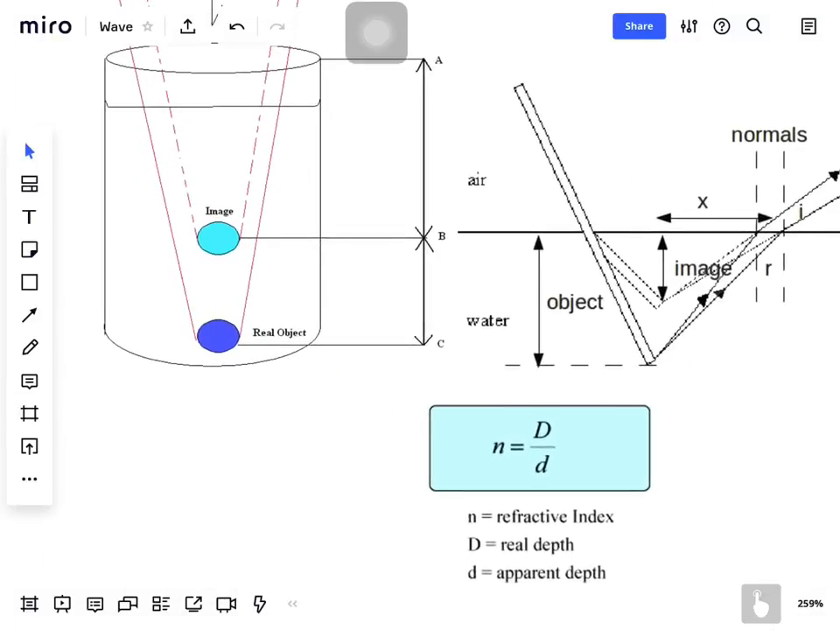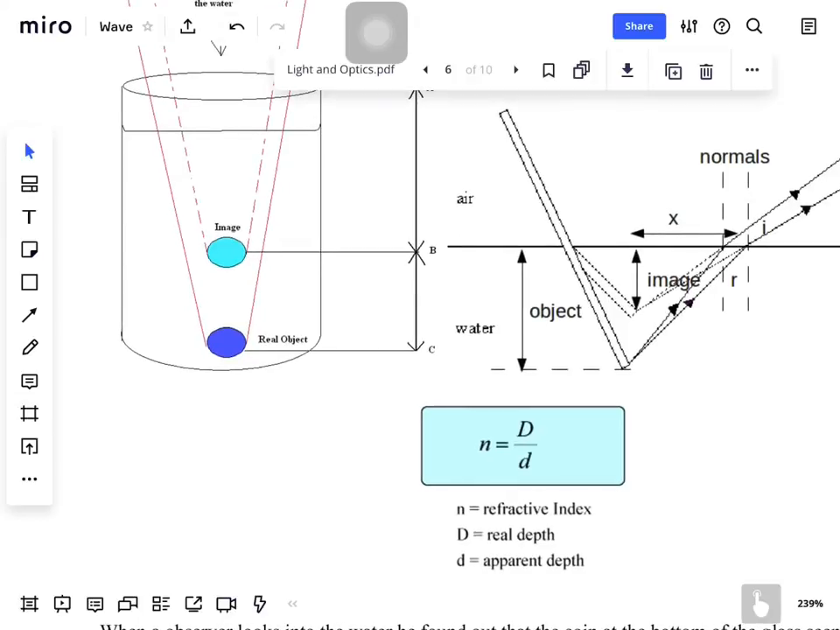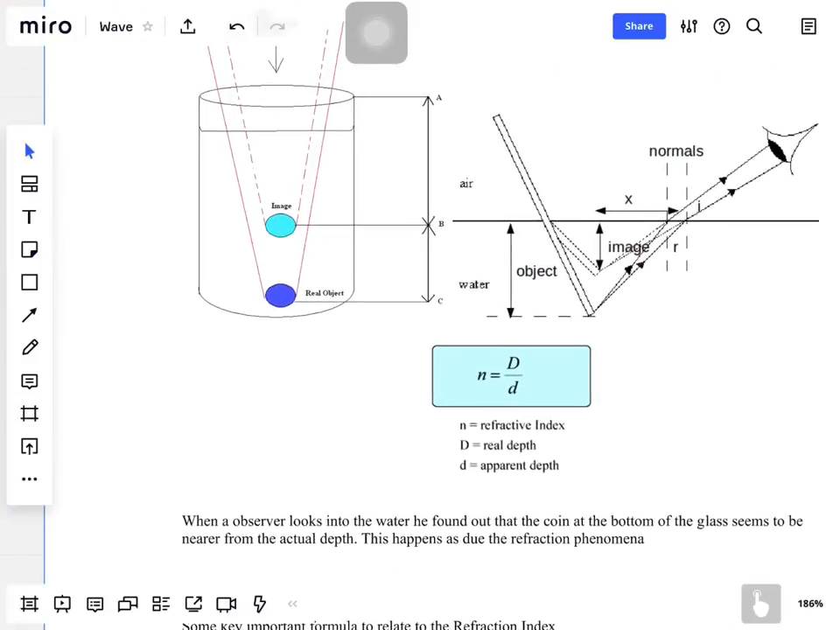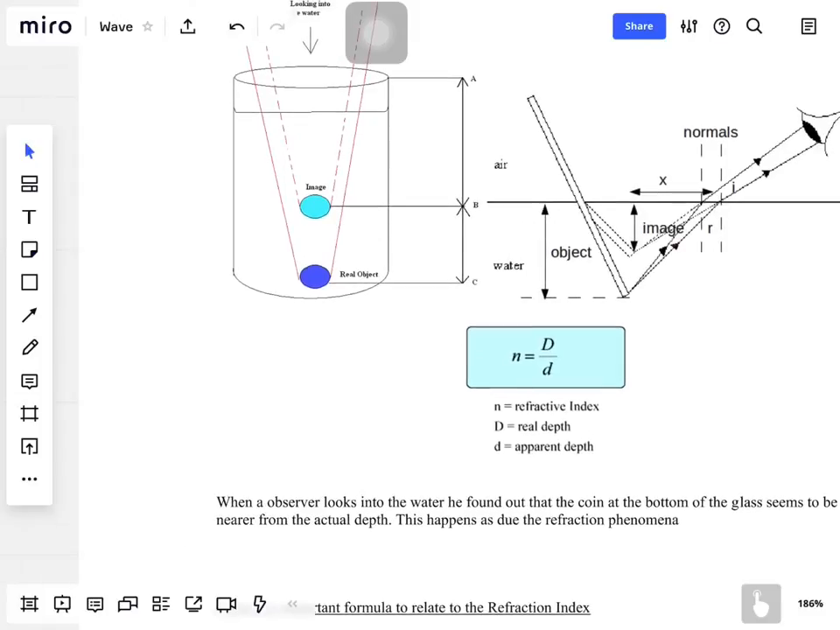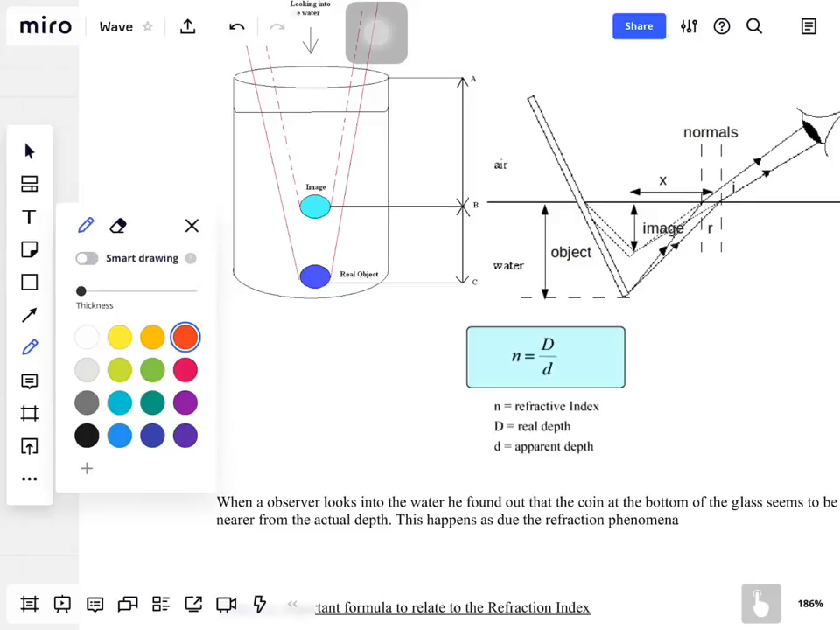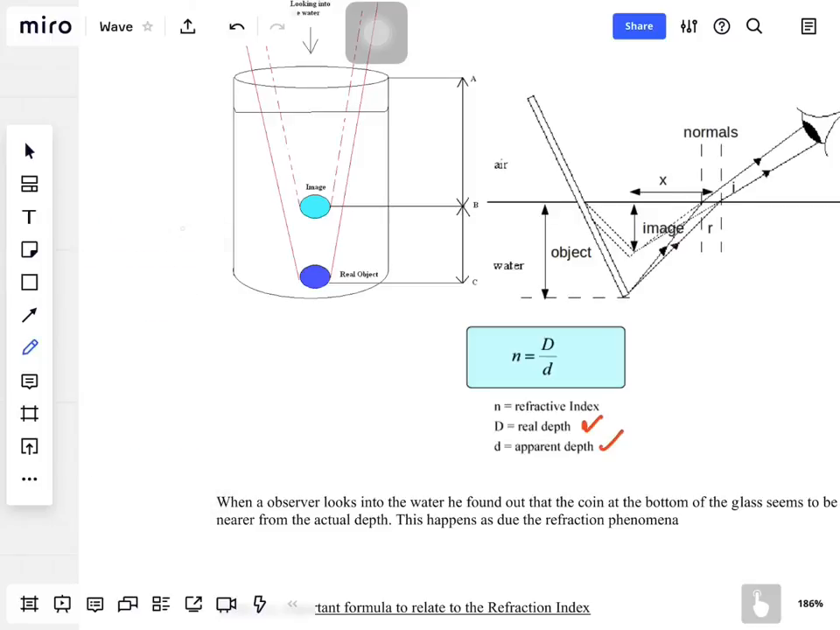In page 6, you can see it actually tells you about the real depth versus the apparent depth. Okay, the real depth versus the apparent depth. You can see over here, refractive index also can be calculated by D, which is the real depth, divided by a smaller d, which is called the apparent depth. Okay, what is the difference between a real depth and an apparent depth? Okay, very simple here. Let me explain to you these two.